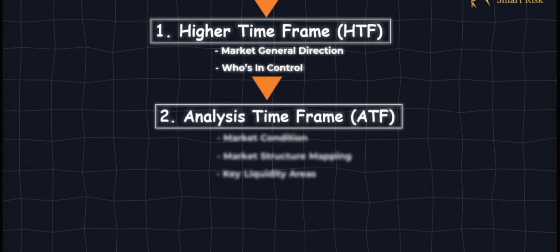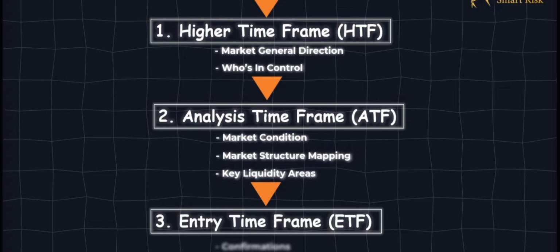Number 2 is analysis time frame. This is the most critical time frame. Here, you assess market conditions, map out the structure, identify key liquidity zones, and define your bias. This is where most of your planning happens.